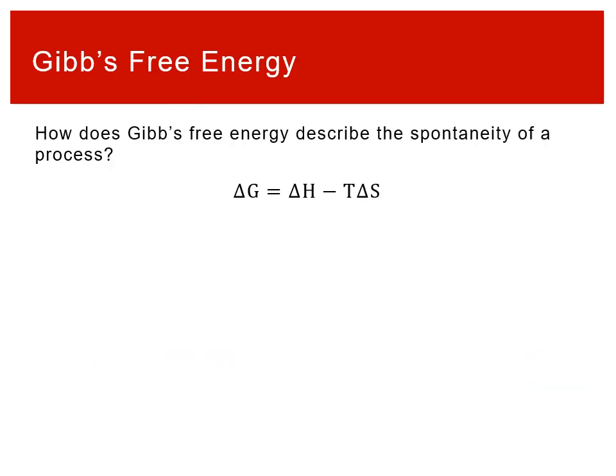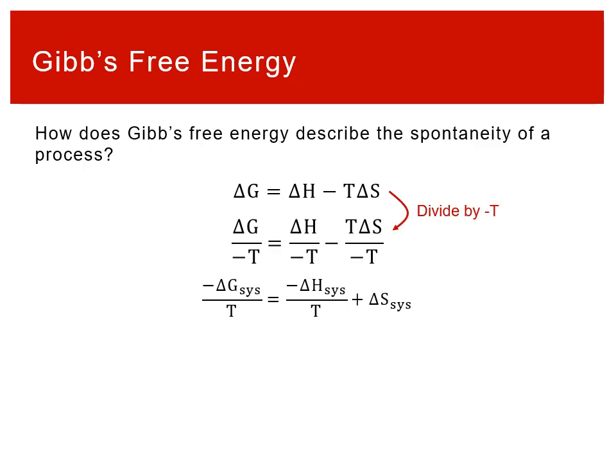So Gibbs free energy is all about the spontaneity of a process. How do we interpret a value to figure it out? So we're going to do some derivation. We're going to start with the definition of Gibbs free energy. Delta G is equal to delta H minus T delta S. And what we're going to do is some algebra. We're going to divide by negative temperature. That's all we're doing. That gets us a new version of our equation.